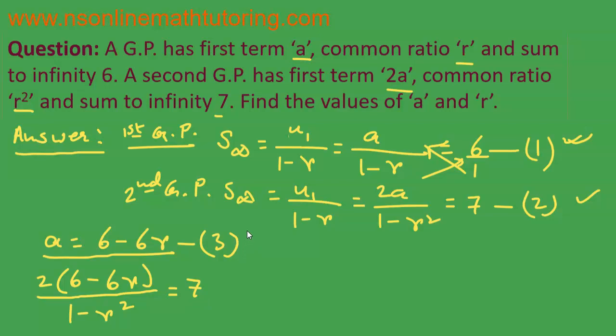Okay. So again, I'll be doing the cross multiplication for this. So it will be 2 times 6 is 12 and minus 12R to be multiplied by 1, which gives us the same product. So it will be 12 minus 12R.